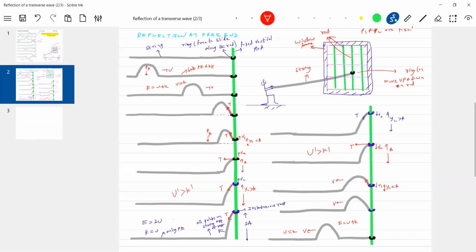Sir, how to get that free end or the rigid end? I give a practical example. Go and stand nearby the window frame. Take a ring and put a knot. Here, the ring will move up and down. If you put a knot here, yes, that becomes a rigid end. Any doubt? Please do clarify.